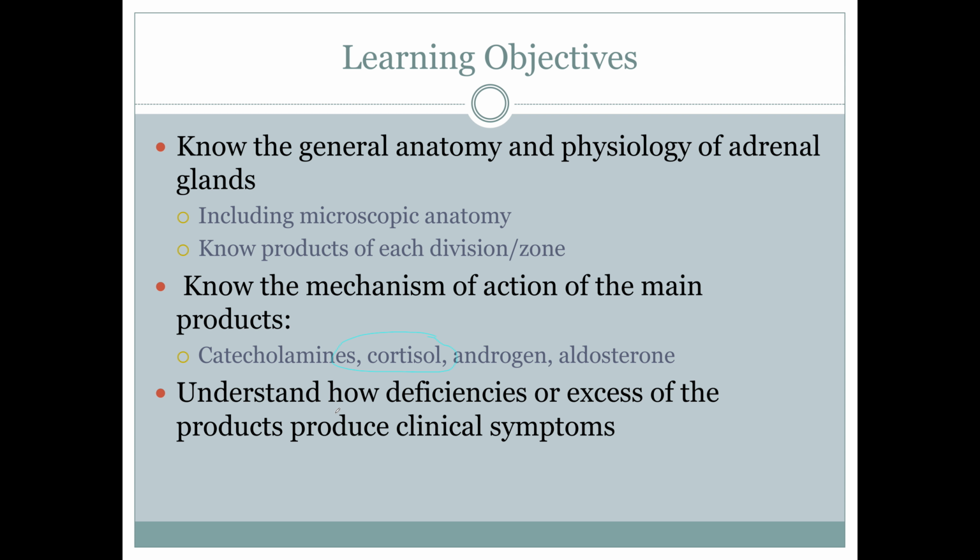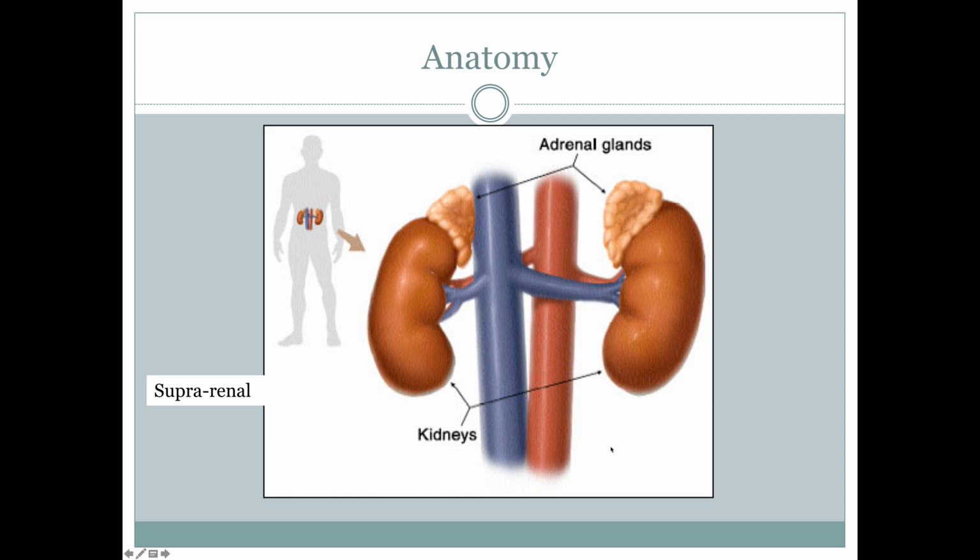And then to tie everything together, we'll talk about how either deficiencies or excesses of certain hormones produce clinical symptoms that you'll see again in pathology. So this is an important section and something that you'll have to know for your boards and for the rest of your career. So going just quickly with the anatomy, there are two adrenal glands.